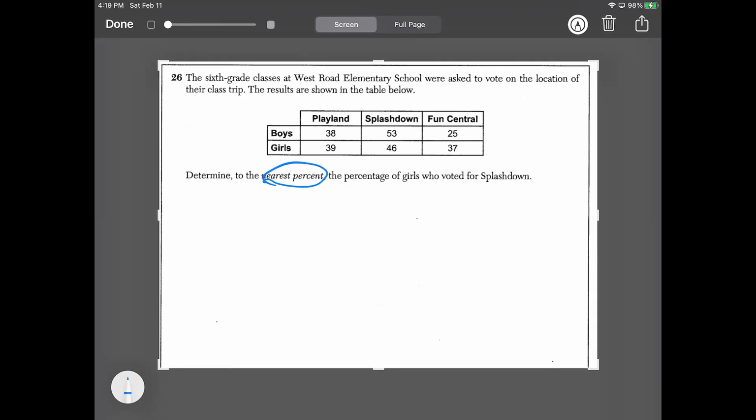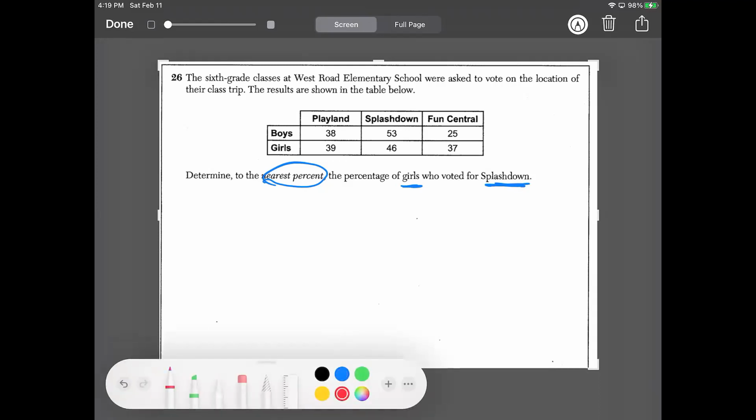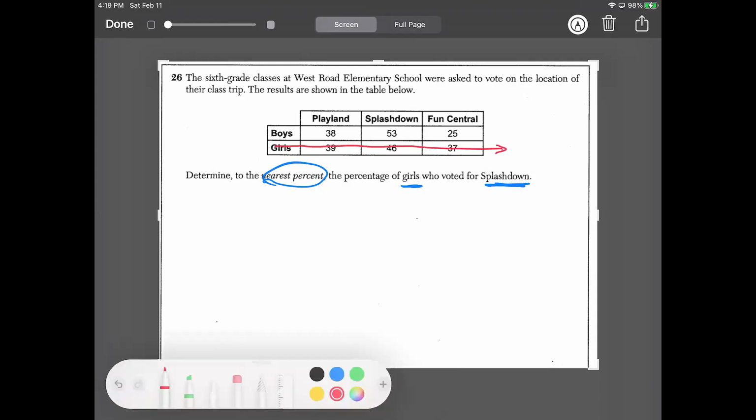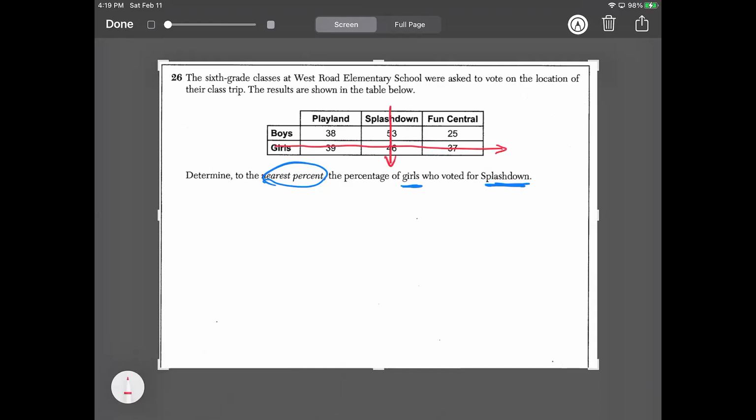So the first thing you got to just notice, the two things that we're looking for are girls, and they voted for Splashdown. So all you're going to do, this is one of the ways I like to do it, is these are the girls. This is the row with the girls in it. And this is the column with Splashdown in it. Now, where they intersect, that's the number we need. And that number is 46. So that means that there were 46 girls who voted for Splashdown. All right. So they were girls and they voted for Splashdown.